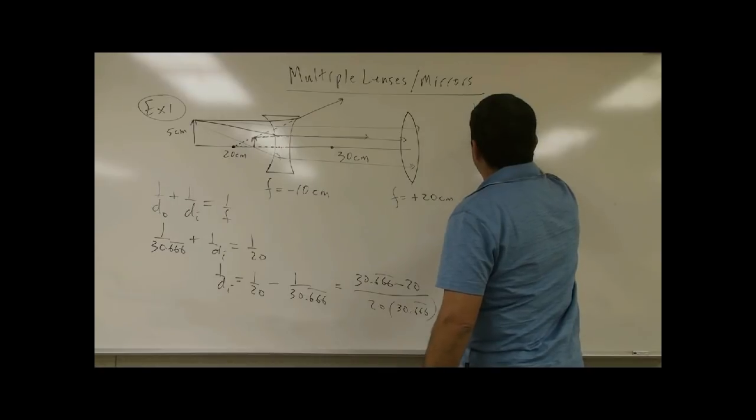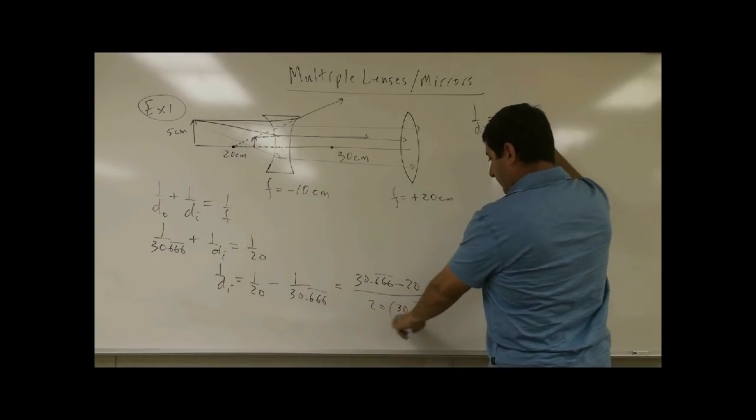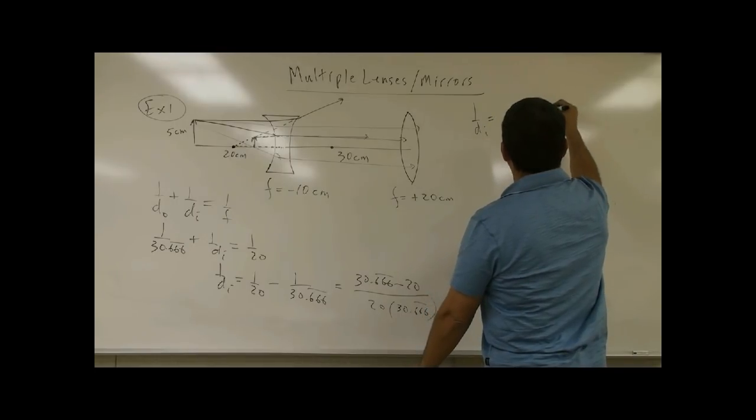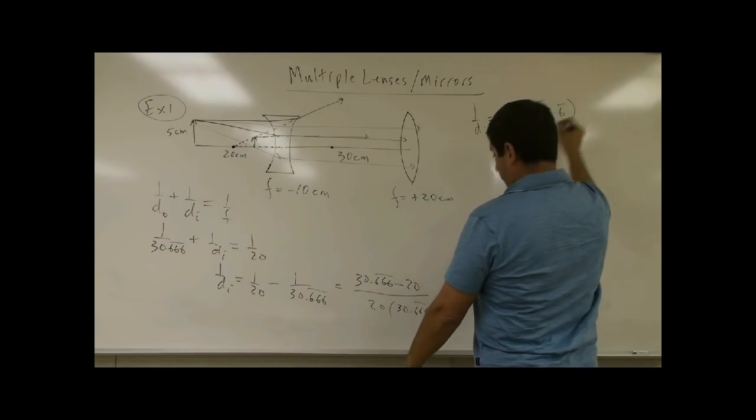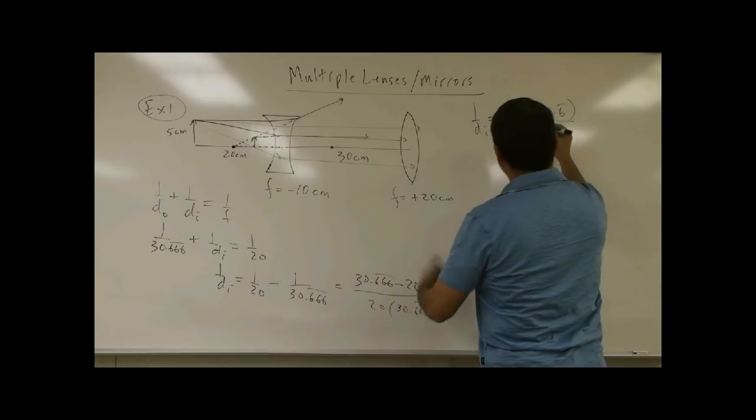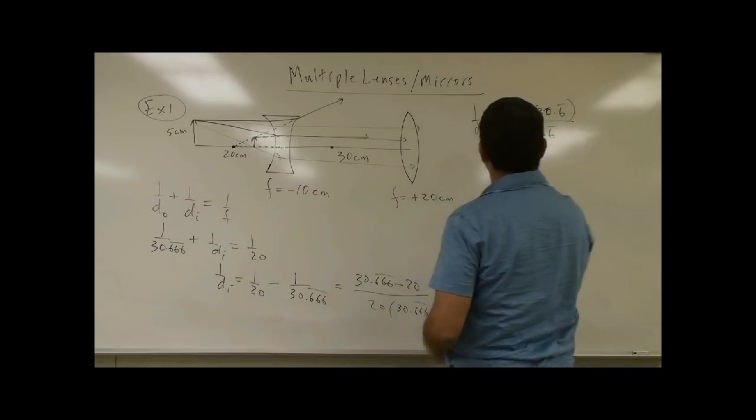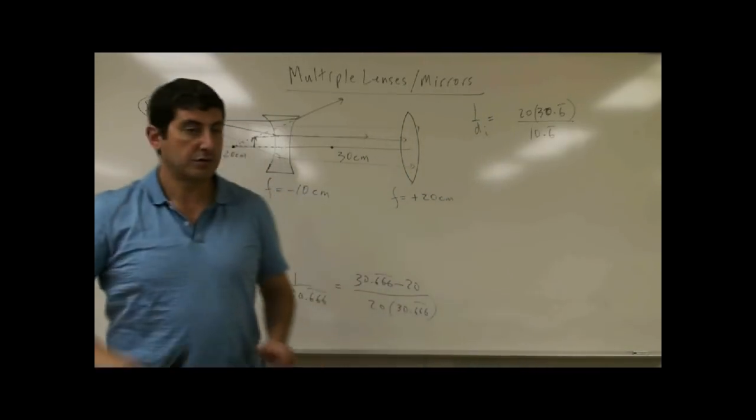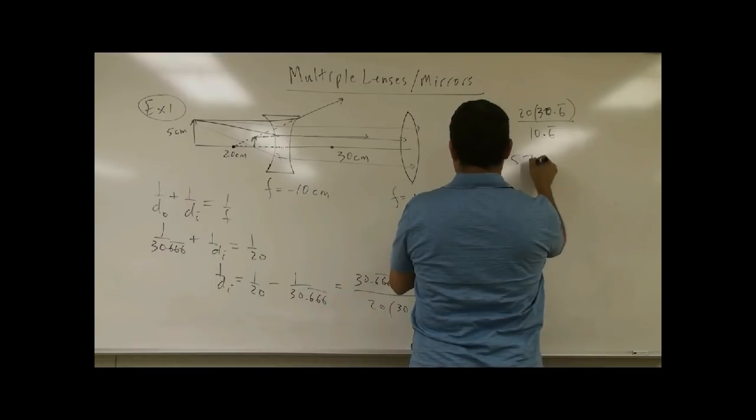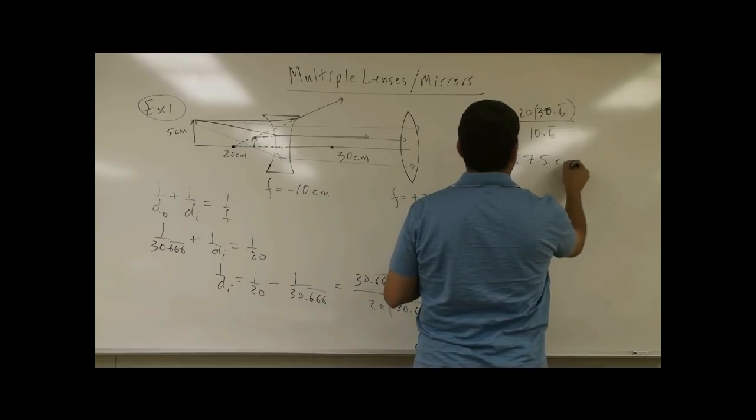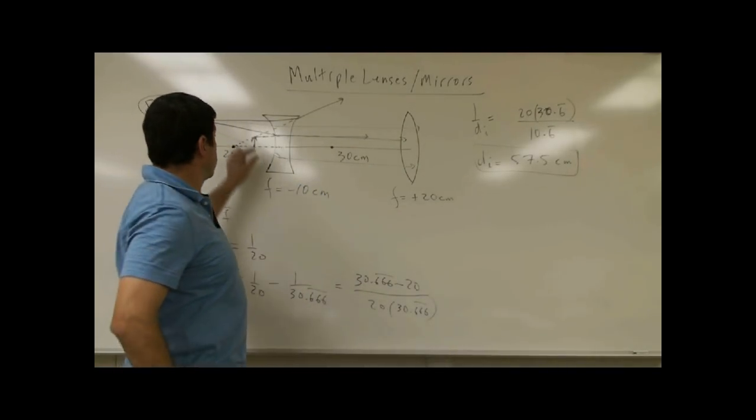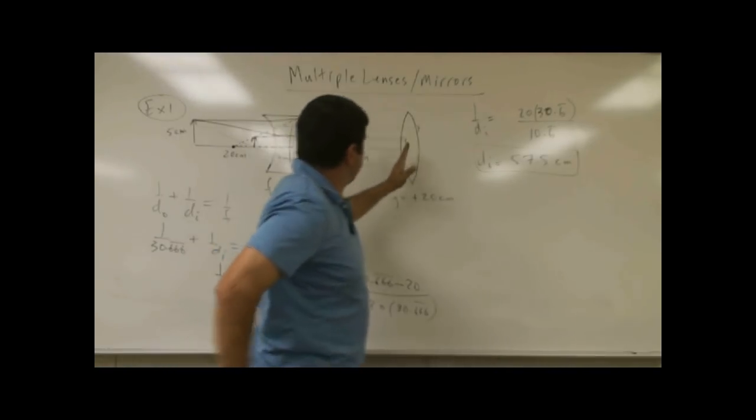1 over di is equal to, if you invert it, 20 times 30.6 bar over, if you subtract this, what? 30 minus 20 is 10, so 10.6 bar. So let's do this. di is going to equal 57.5 centimeters. Okay? Well, that means the final image is going to be all the way 50 centimeters.